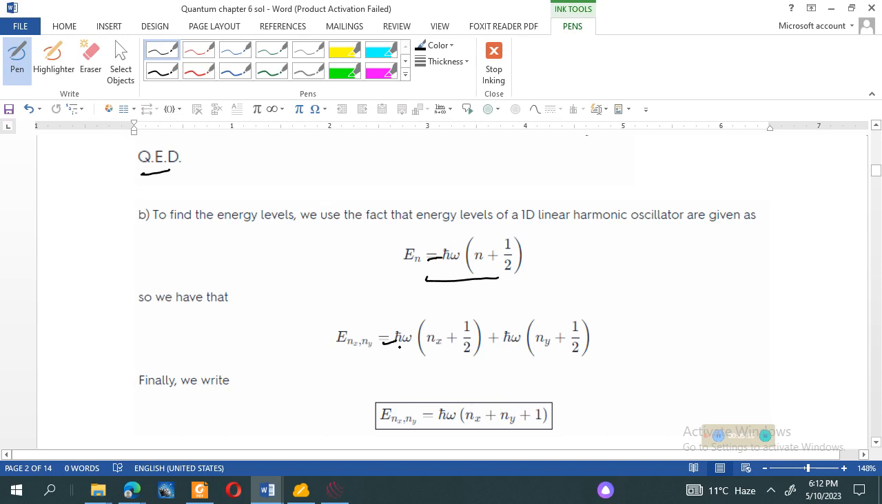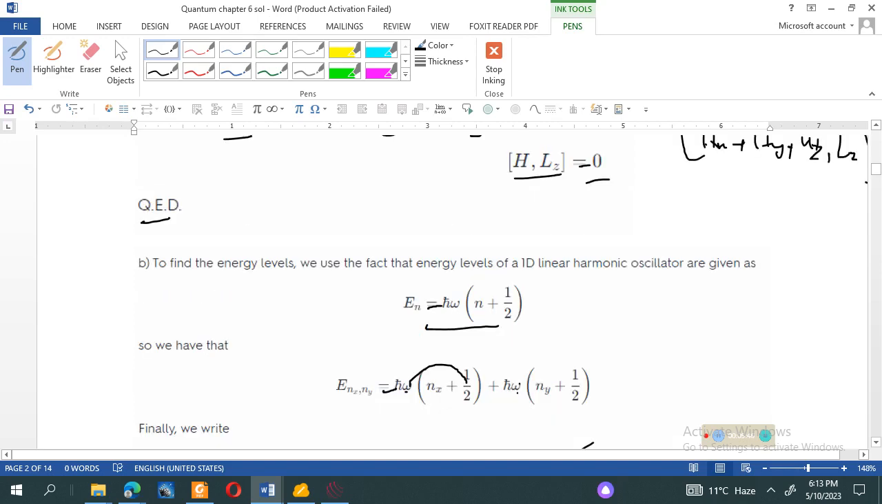And then definitely, if we solve this, h cut omega over 2 plus h cut omega over 2, these constant terms can be added and will give us h cut omega, and the other term h cut omega into nx plus ny will survive. So we will obtain the result E nx and ny will be equal to h cut omega into nx plus ny plus 1. Okay.